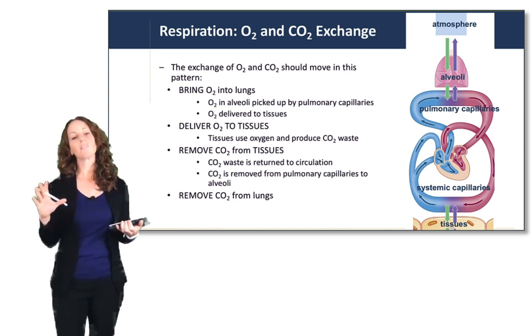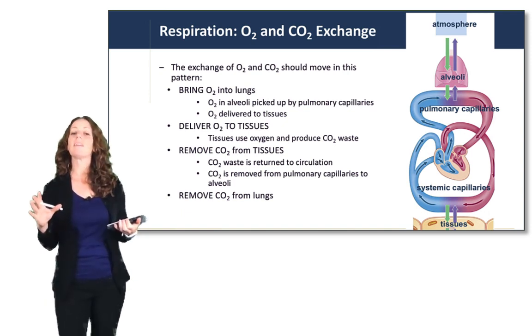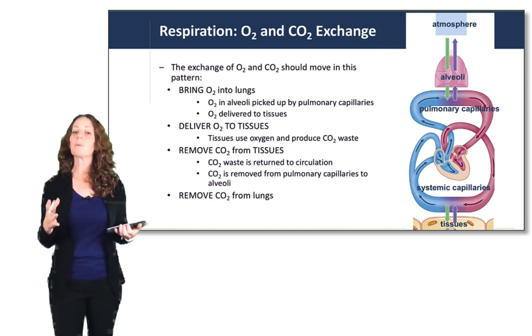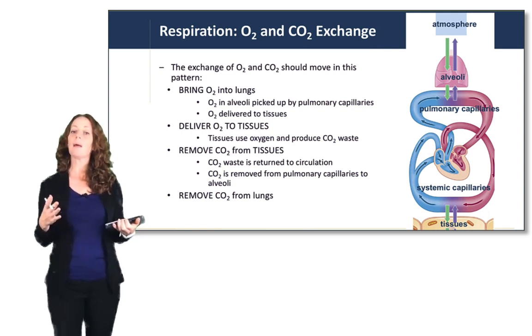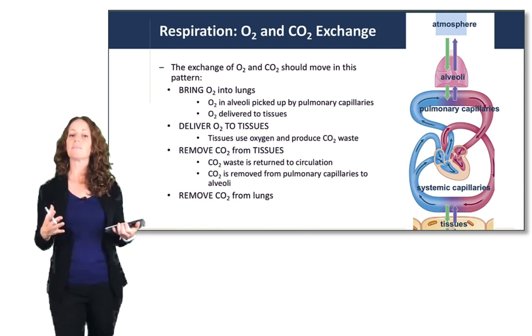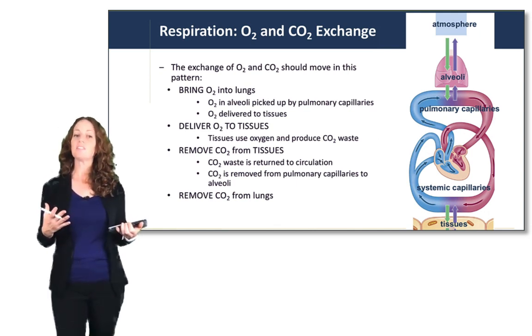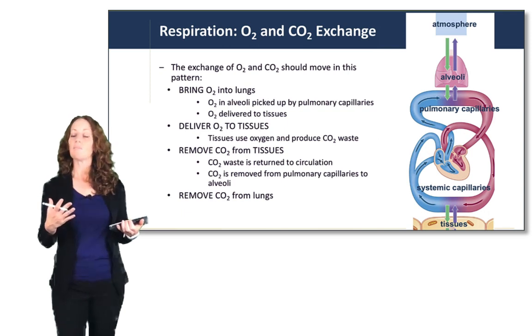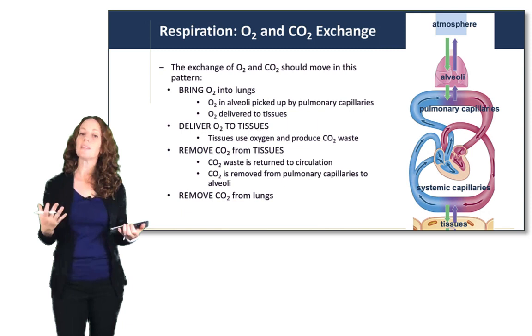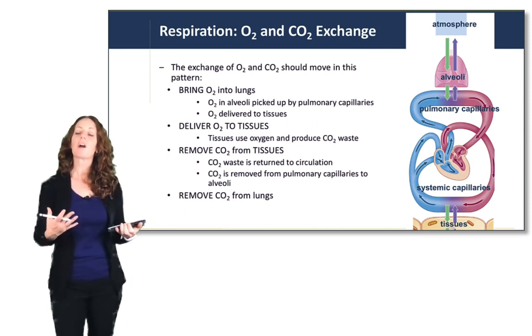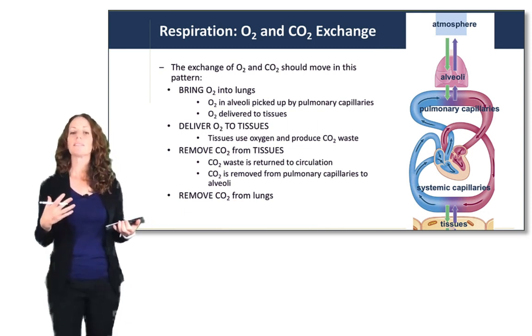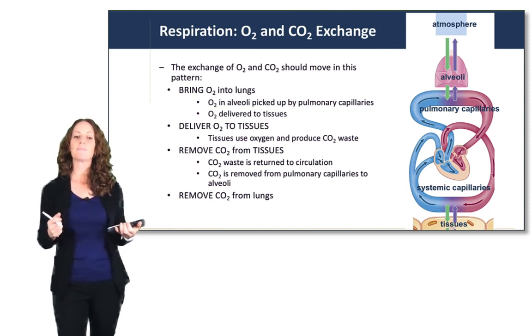So the exchange of oxygen and carbon dioxide should move in this pattern. We want to bring oxygen into the lungs. The oxygen in the alveoli then should be picked up by the pulmonary capillaries. And then that oxygenated blood will be delivered to the tissues. So the oxygen should then move into the tissues. The tissues will then use that oxygen and produce carbon dioxide waste through the process of cellular respiration.